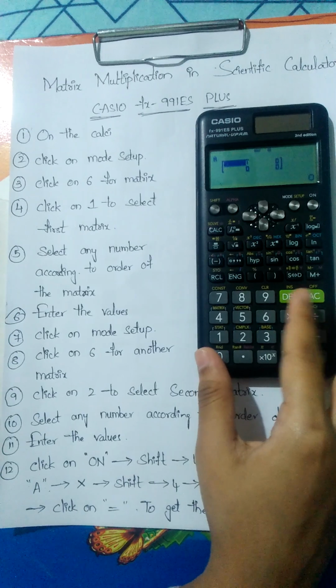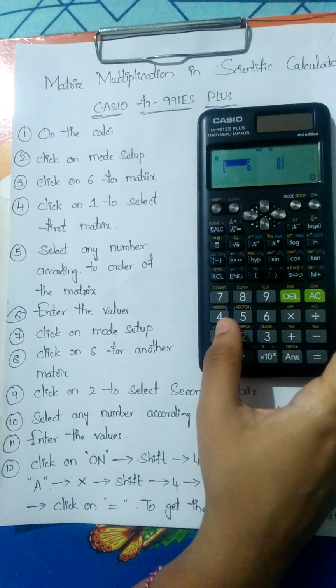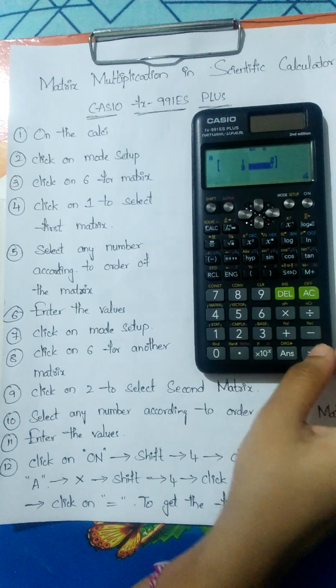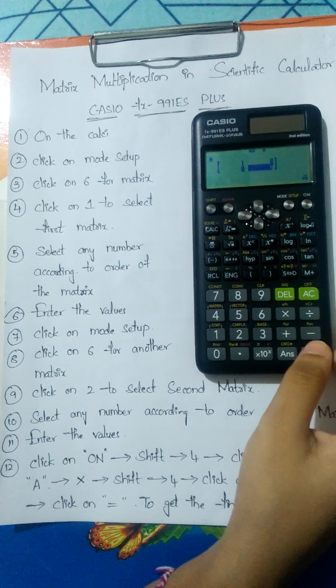Now enter the values in the matrix. I am entering the values as 1, 2, 3 and 4. Now the values are entered into the matrix A.